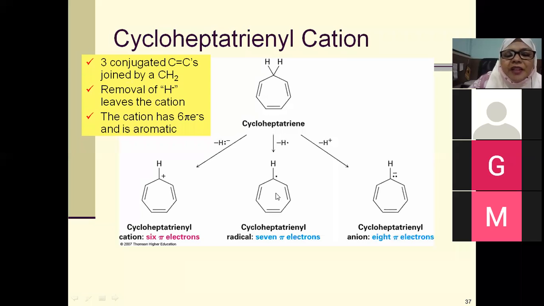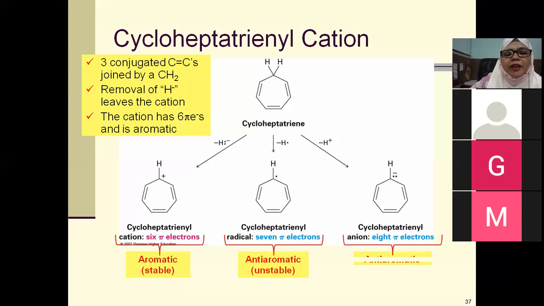This is a radical. So here there are 7 electrons, which is not a magic number. Here you have 8 pi electrons. So again that is not a magic number. That means these two structures, radical as well as anion, do not follow Huckel's rule, but the cation follows Huckel's rule. That's why it is an aromatic compound and highly stable. So this is aromatic and stable, and these two are non-aromatic, unstable.